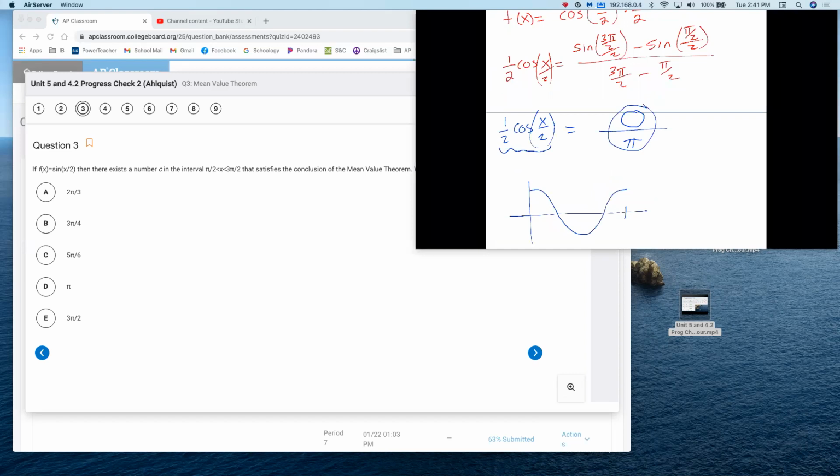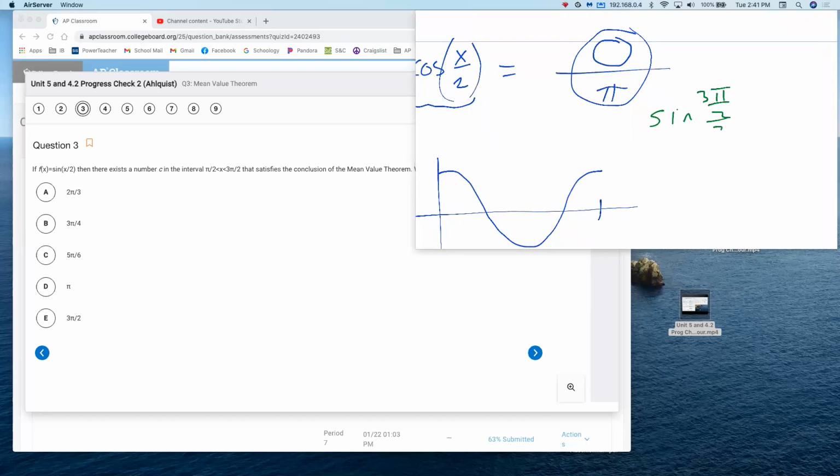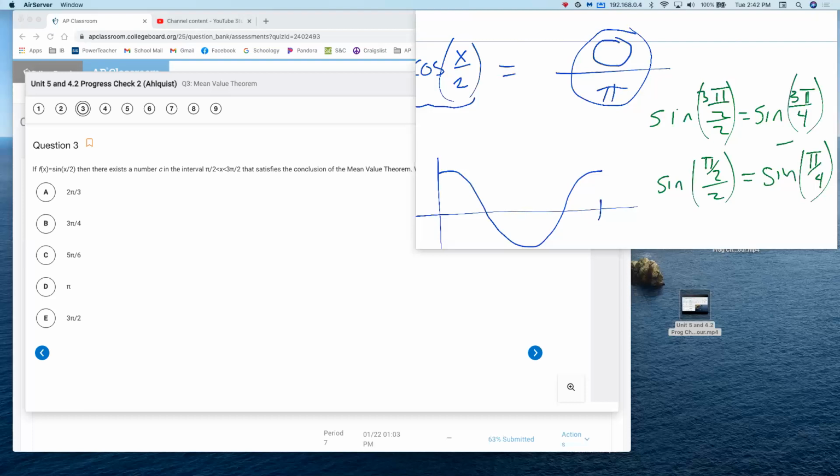So the sine of 3 pi over 2 divided by 2 is the same thing as the sine of 3 pi over 4, if I just do the calculations on it, okay? If I do the arithmetic on it, that's what that is. The sine of pi over 2 divided by 2 is the same thing as the sine of pi over 4. Okay. So we're subtracting these two values.